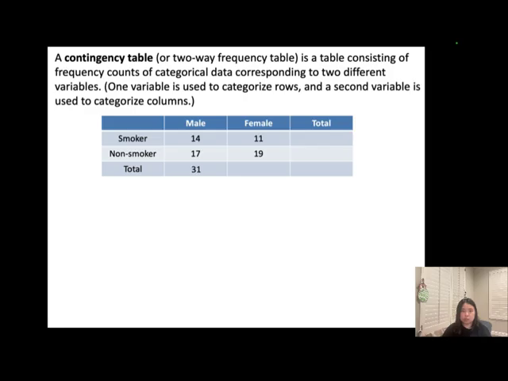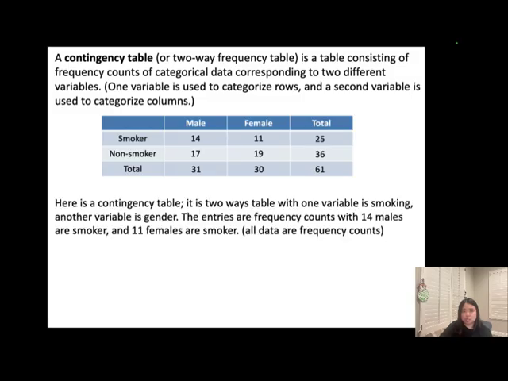So I'm going to add it up here. We have 31 males, 30 females, and we have 25 smokers and 36 non-smokers. You can double check your work: adding up these two should give you 61, which will be equal to adding up these two as well. And this is the contingency table, or two-way frequency table. One variable is smoking and the other variable is gender. Highlight this one. This is the grand total.